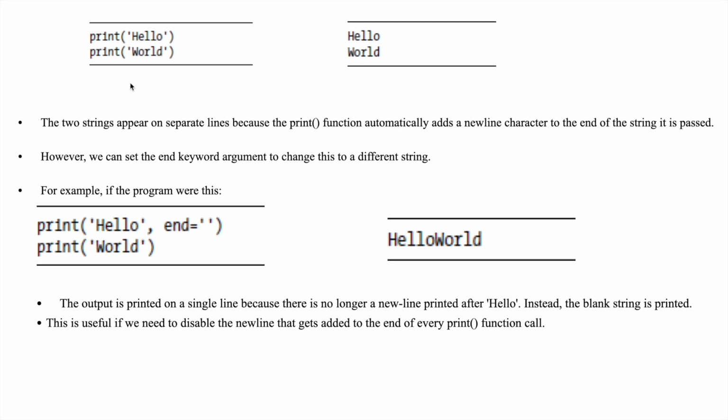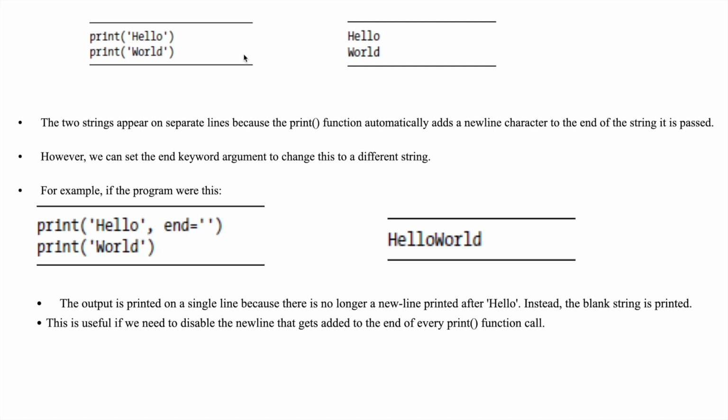See, print hello, print world. It will print hello, it will print world. The two strings appear on separate lines. Hello is on the first line, world is on the second line. The two strings appear on separate lines because the print function automatically adds a new line character to the end of the string.